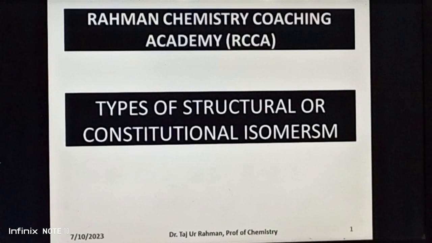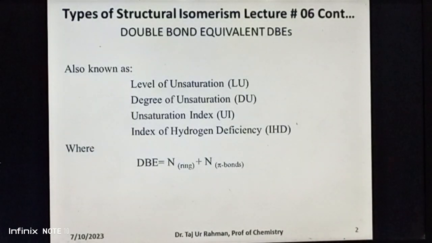The double bond equivalent is also known as level of unsaturation LU, degree of unsaturation DU, unsaturation index UI, and index of hydrogen deficiency IHD, where double bond equivalent is equal to the number of rings plus the number of pi bonds in a compound.